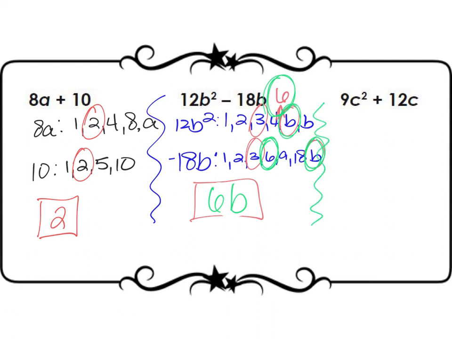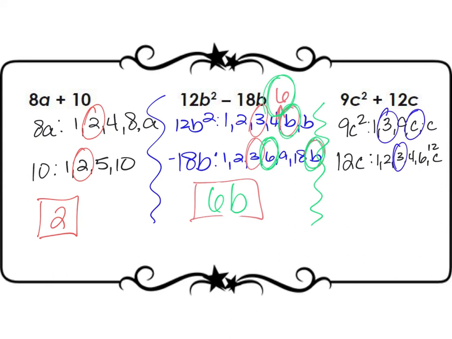All right, last one. We have 9c squared and then 12c. Let's see what we got here. 1, 3, 9, c, c. And then 1, 2, 3, 4, 6, and c. Oh, and 12. So in this case, it looks like our greatest common factor is going to be 3 for sure this time, and a c. So 3c would be our greatest common factor this time.